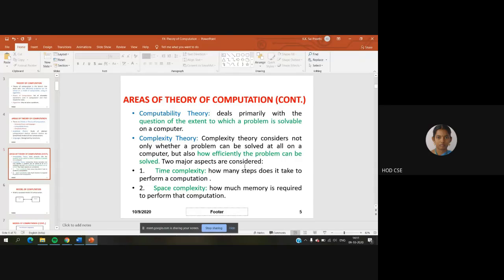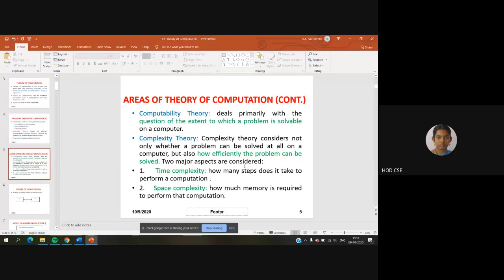I think you are familiar with NP-complete and NP-hard. Some problems cannot be solved by a computer in a finite amount of time. So computability theory gives the answer to the question: to what extent can a problem be solved by a computer? We cannot guarantee that all problems are solved by the computer.